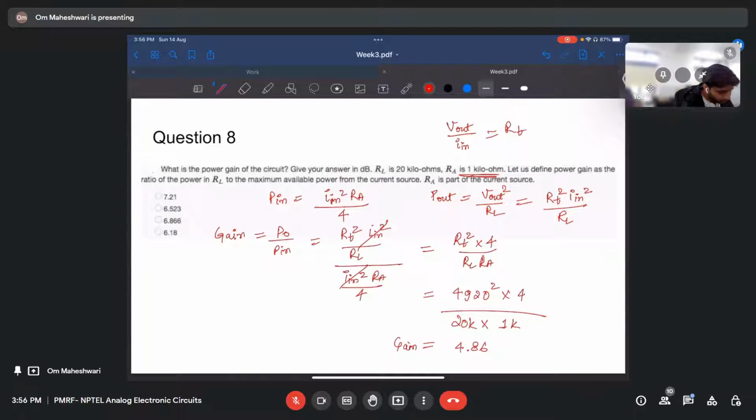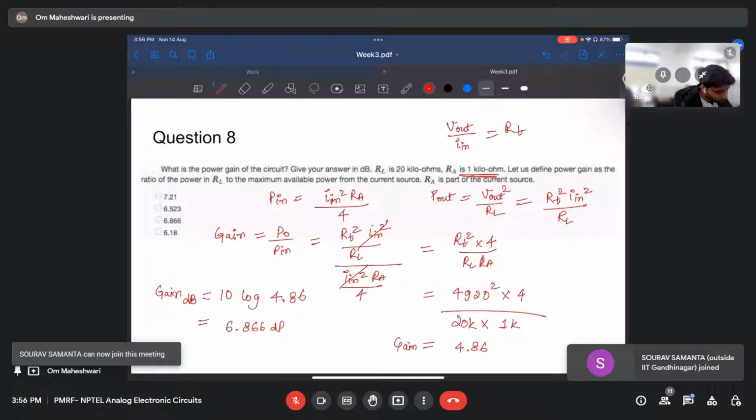Now again in dB, 10 log 4.86 will be 6.866 dB. This is the answer.